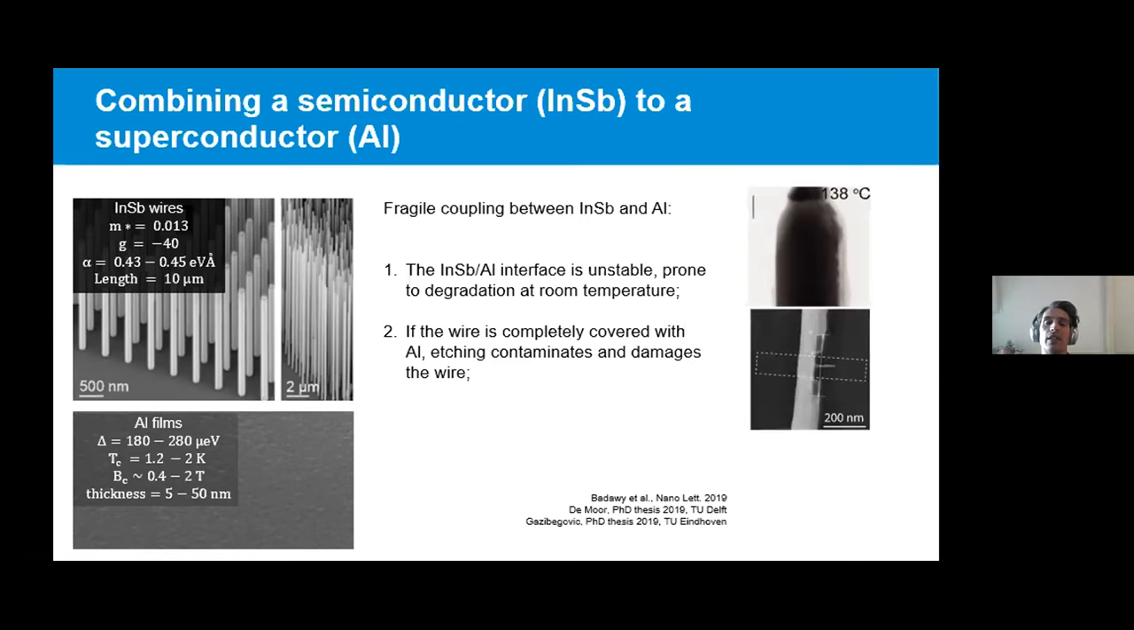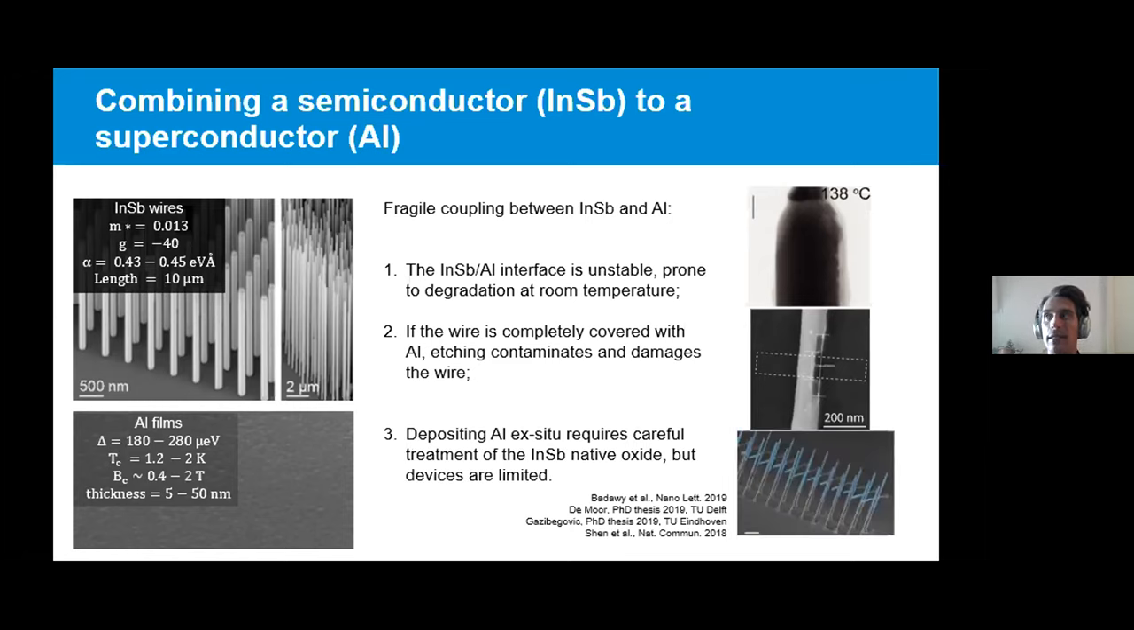The second problem is that if a wire is covered with aluminum, it's hard to create a junction, because etching the aluminum is not a recipe which has been stabilized, and the etching contaminates and damages the crystal of the wire. Thirdly, all these limitations impede going forward to create complex nanowire devices.